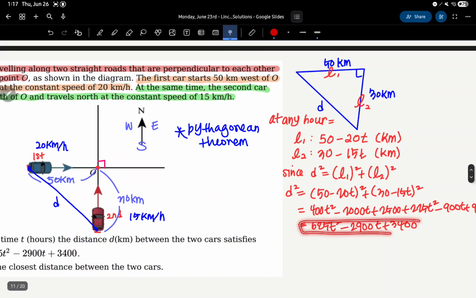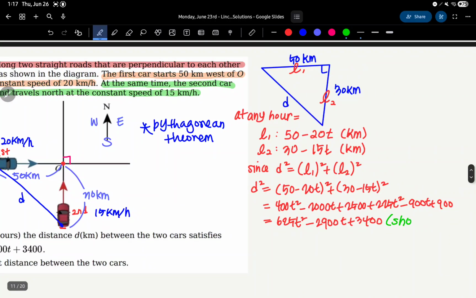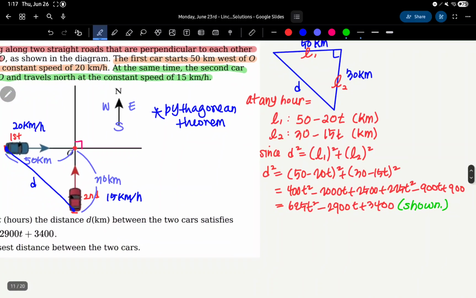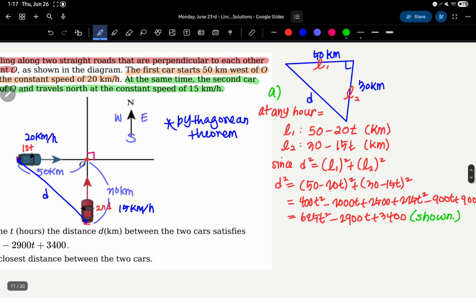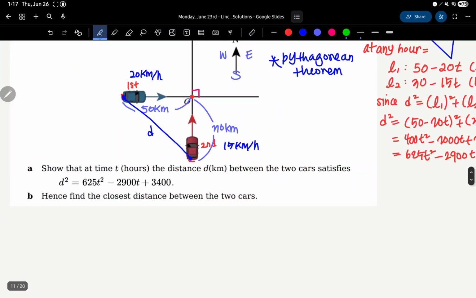We did it. So what do we say? We showed it. Shown. Okay, so we did the first part. That was A. Now let's do B. It says, hence, find the closest distance between two cars. What does it mean?